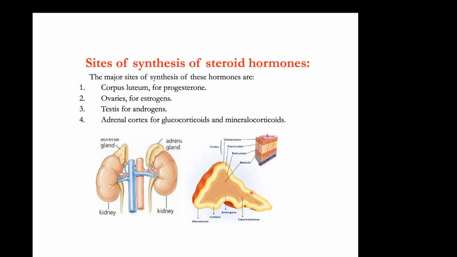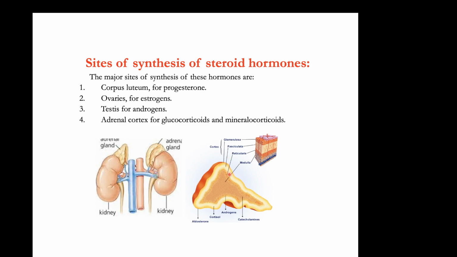In the adrenal gland, there are two major structures. One is the cortex, and the other, the central part, is known as the medulla. The medulla is responsible for the synthesis of epinephrine and norepinephrine. However, other steroids are synthesized in the cortex. The cortex is further divided into three major layers. The outermost layer is known as zona glomerulosa, the in-between layer is zona fasciculata, and the innermost layer, adjacent to the medulla, is zona reticularis.